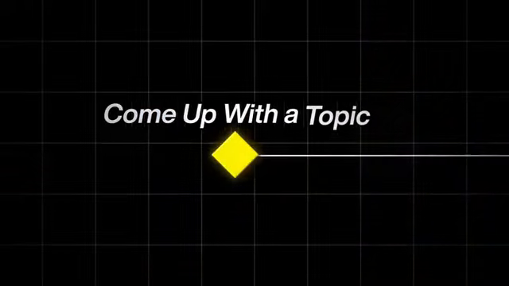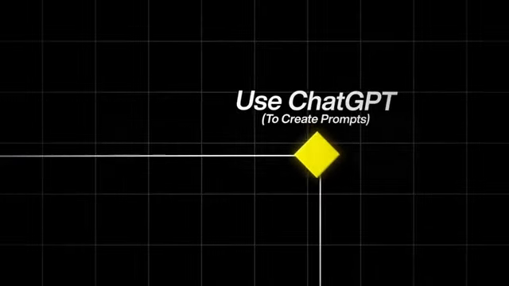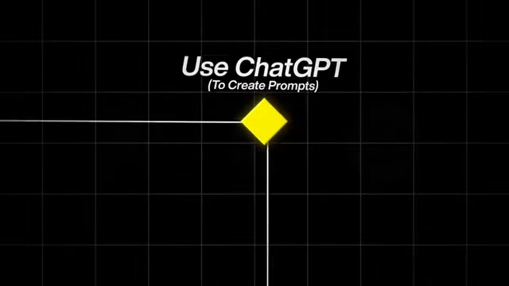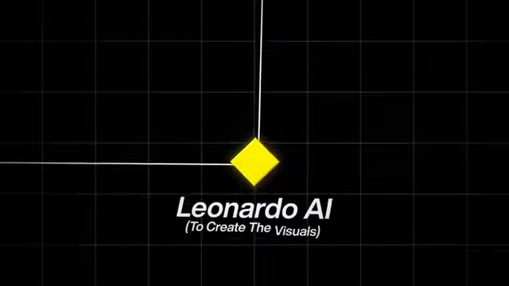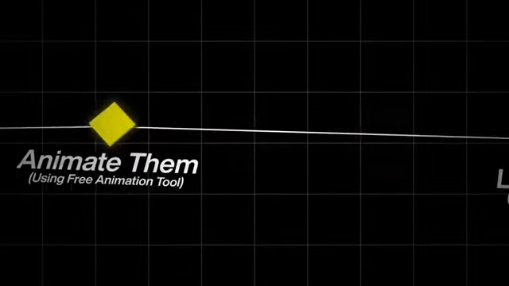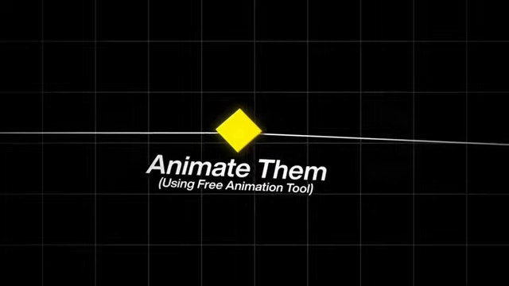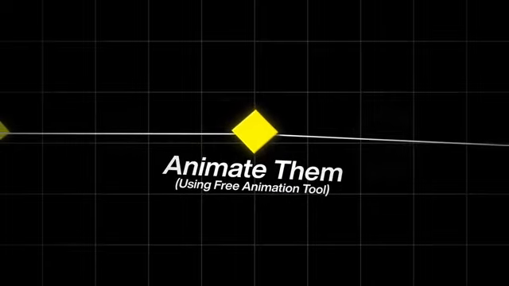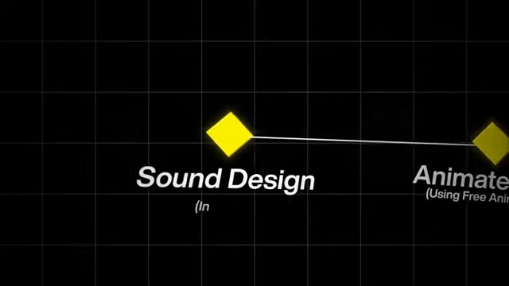First, we'll come up with a topic, then we'll use ChatGPT to create prompts that will help us generate our visuals. After that, we'll generate the image prompt in Leonardo AI to create the visuals. Next, I'll show you how to animate them using a free animation tool I've never seen anybody else on here talk about before. Finally, we'll add some life to our video by adding sound design in CapCut.